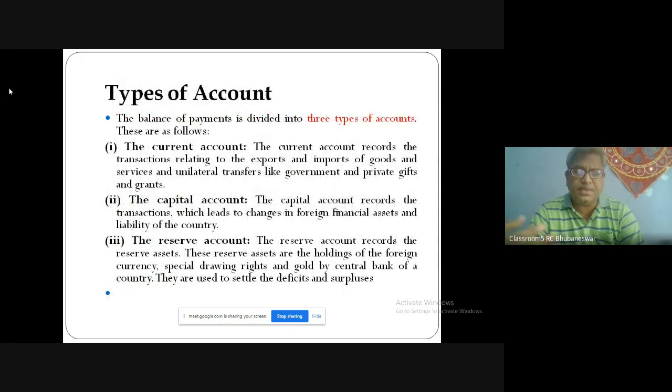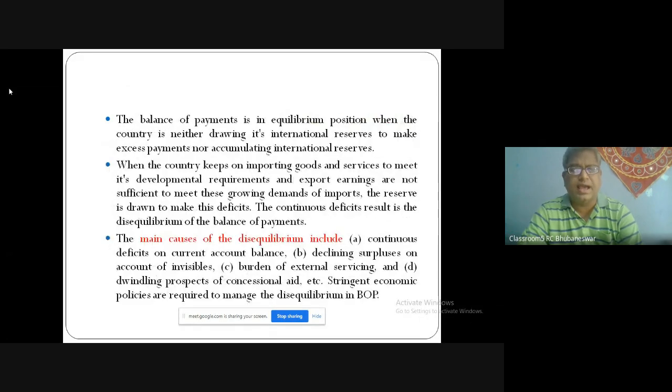I have discussed this in a detailed way; that is also a type of account. Another one is the balance of payment. It is always one type of equilibrium position of a country. But sometimes the balance of payment is not in equilibrium. Disequilibrium means debit and credit are not equal.